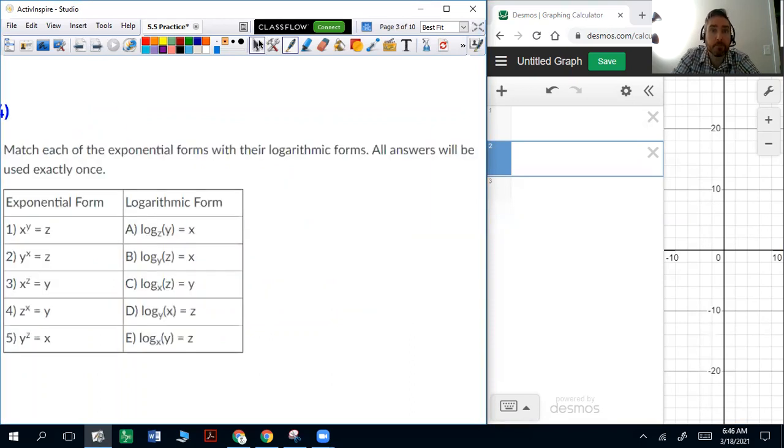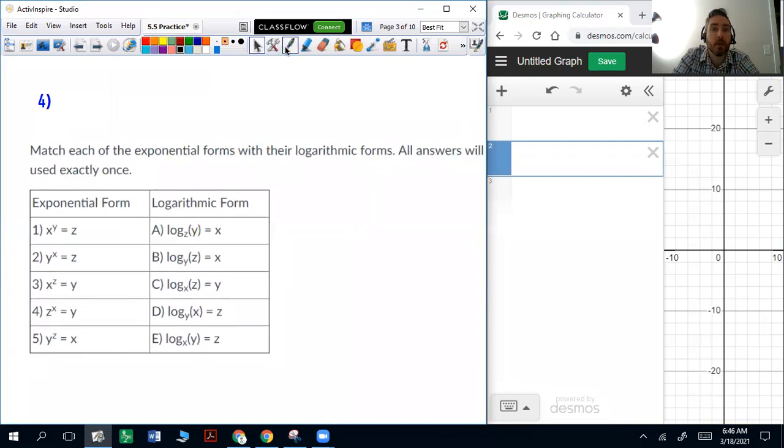Question 4. Little matching exercise. So I like to go, I'll actually start with the logarithmic form. It's easier for me to go from that way to the exponential form. So let's start with A. Z to the x power equals y. Z to the x equals y. I'm just going to write them out and then we can match them.